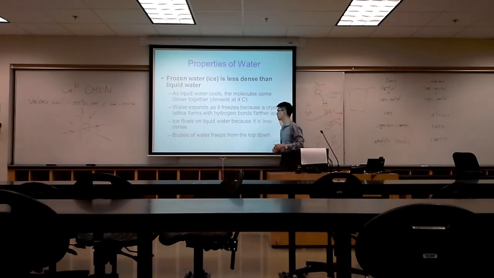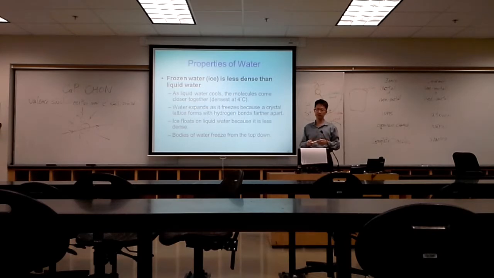Ice floats on top of liquid water because it is less dense, as I showed you in the slides. It has a lot of empty space in the ice. And because of that, in winter, let's say if you're in Alaska or Nebraska, the very cold weather, what will happen to the lakes in those areas? The lakes or the ponds will start to freeze. But the freezing of the lake and the pond is from top to bottom, which is a good thing.